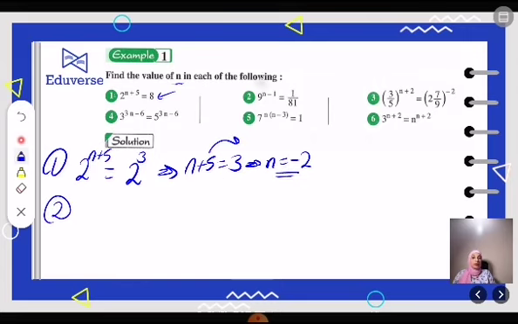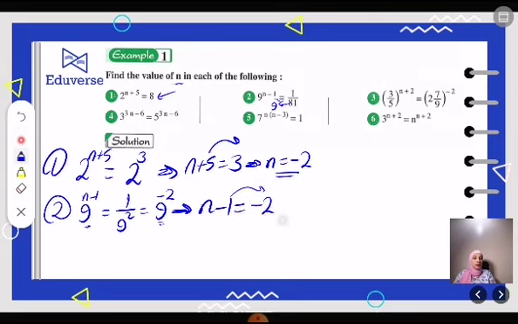Here in number 2, 9 to the power n minus 1 equals 1 over 81. Okay, I can keep the 9 to the power n minus 1. 81, I know that it can be written as 9 to the power 2. So here it's 1 over 9 to the power 2. But I need this 9 to be in the numerator, like this one. It will be 9 to the power negative 2. Now I have the same base, 9 and 9. Now I can easily say n minus 1 equals negative 2. Get the negative 1 outside, which means n will be negative 2 plus 1, which is negative 1. And this is the value of n.